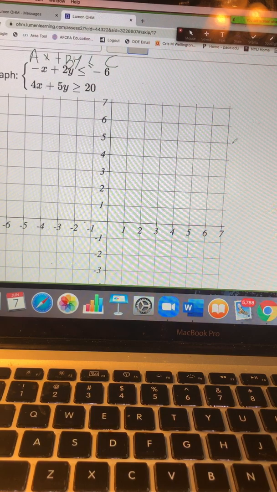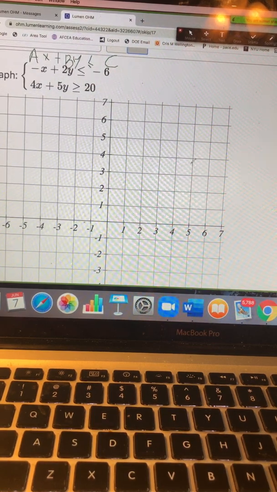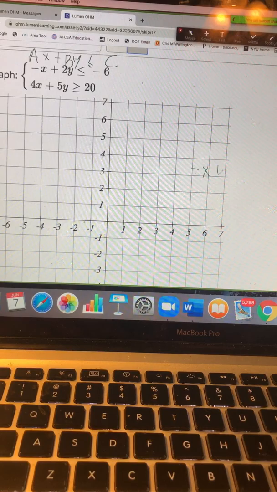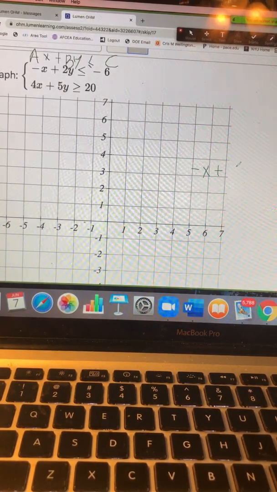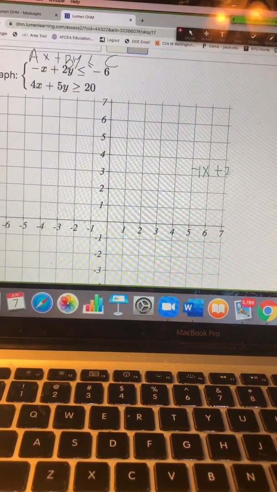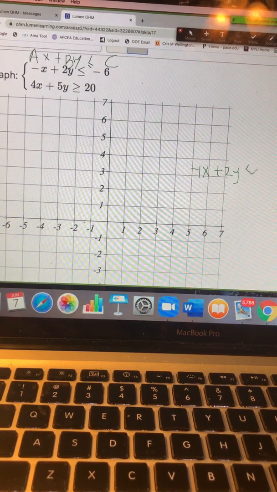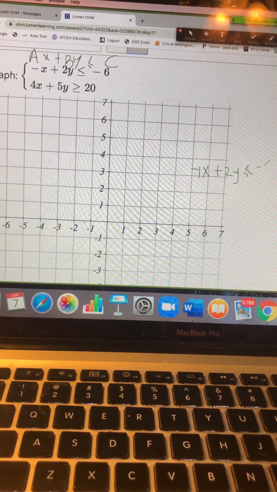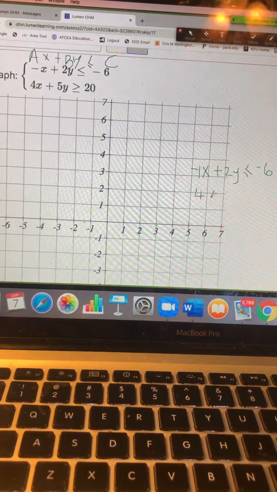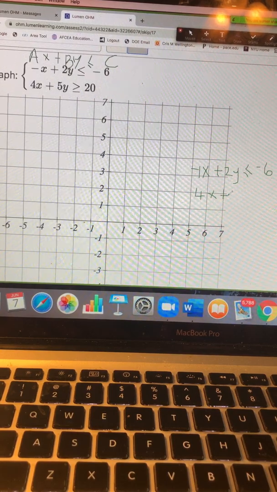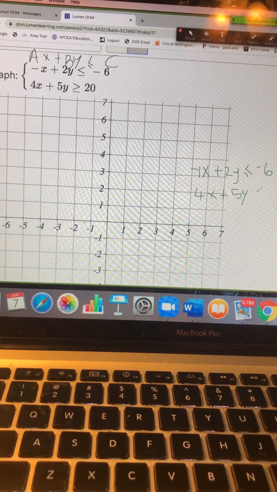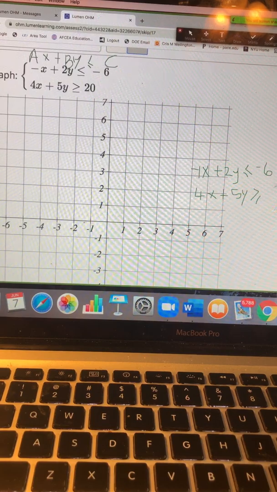Using that, for the sake of allowing us to see this better, I'm going to rewrite the equations down here because I'm going to be using the graphing tool. So I have negative x. Notice that negative x is the same as negative 1x, plus 2y is less than or equal to negative 6. And the other one is 4x plus 5y is greater than or equal to 20.